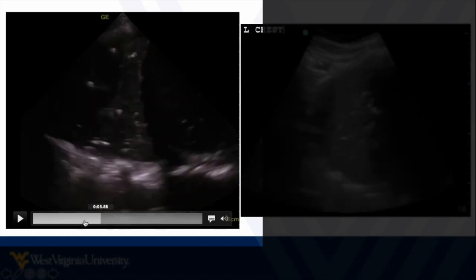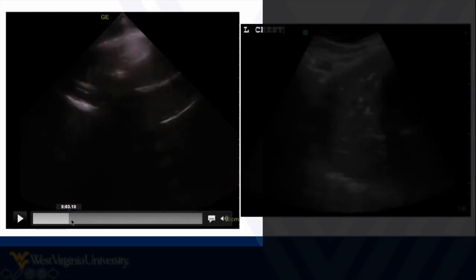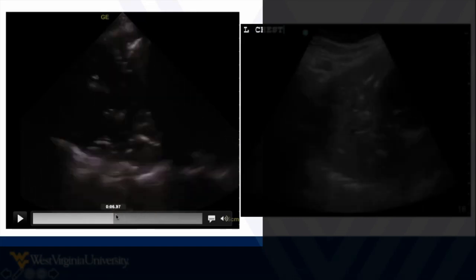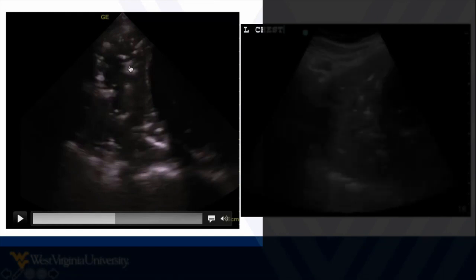And earlier in the clip, we saw lots of B-lines associated with that. So we see a lot of B-lines. And as we move to a different part of the lung, we can actually see this whole thing is consolidated and filled with pneumonia, infiltrate, infection. All these white dots are air bronchograms. So we'll let that play.